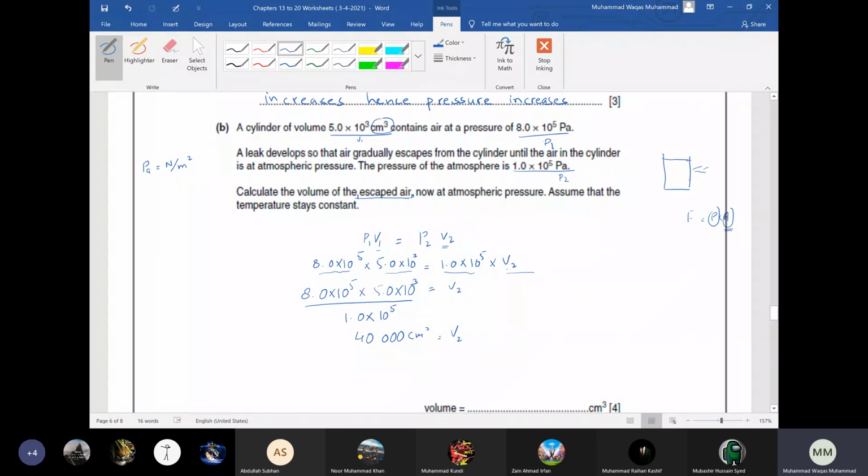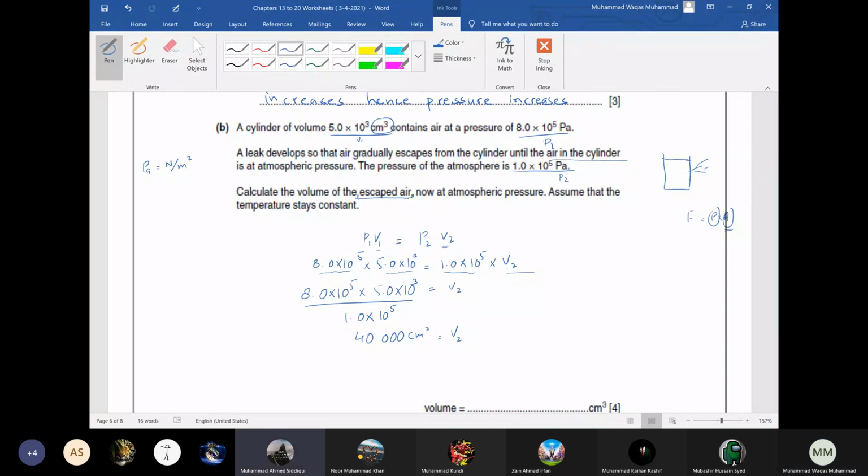But beta, when the leak develops and gas escapes from the cylinder, does all the gas escape from the cylinder? No. The question even gives you a hint that a leak develops so that air gradually escapes from the cylinder until the air in the cylinder is at atmospheric pressure. It means when the leak develops, obviously all the air will not leave. There would be some left. It will leave until the pressure in the cylinder is equal to the outside, which is atmospheric pressure, right or wrong? So obviously there would be some air still left in the cylinder, right or wrong? So we have to find only the volume of the escaped air. And now beta, what will be the volume of the air left inside the cylinder?